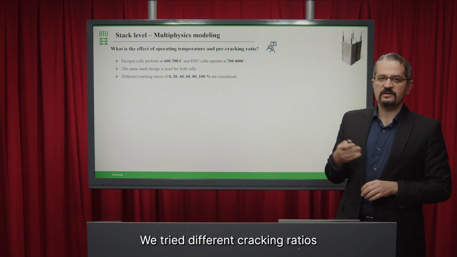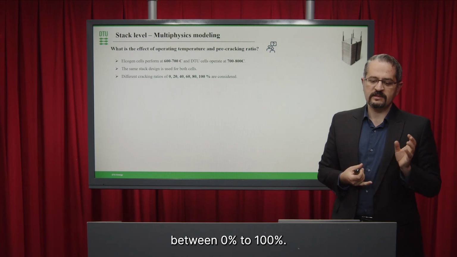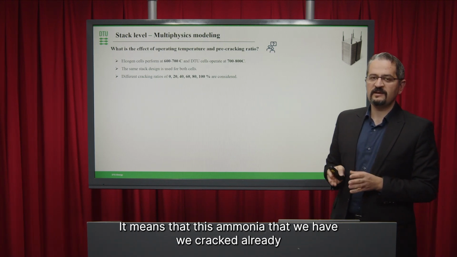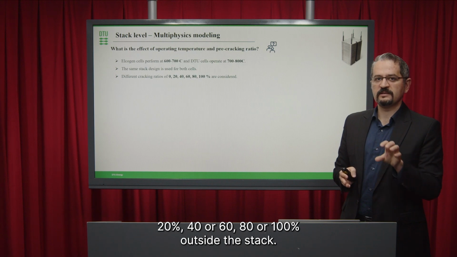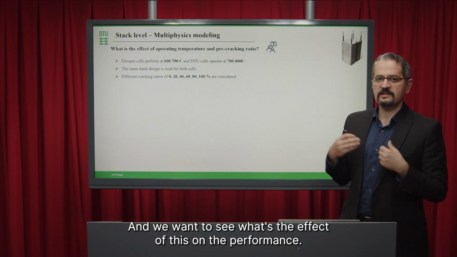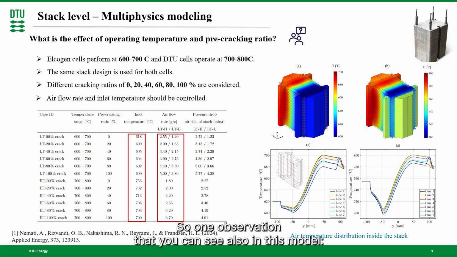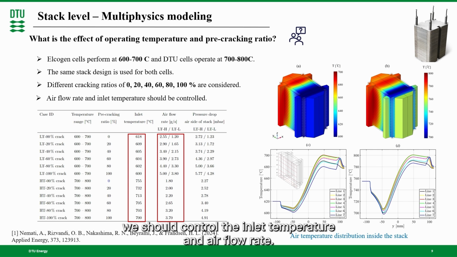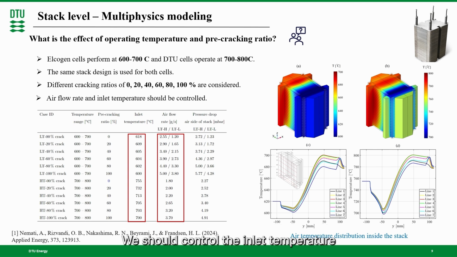We tried different cracking ratios between 0% and 100%. It means that the ammonia that we have, we already cracked 20%, 40, 60, 80 or 100% outside the stack. And we want to see what the effect of this is on the performance. So one observation you can see in this model is that if we want to operate our cells in the range that we have defined for them, we should control the inlet temperature and airflow rate.